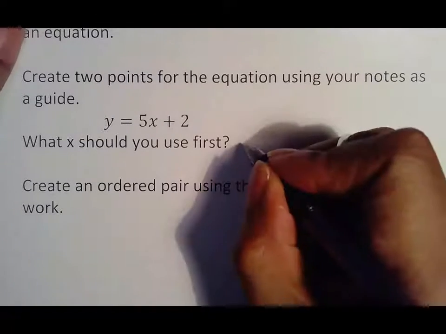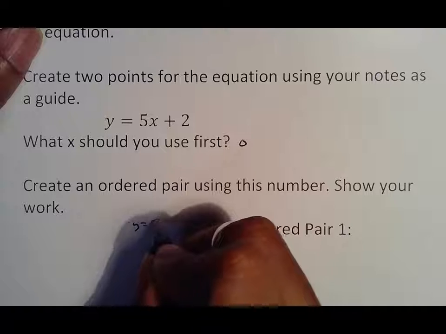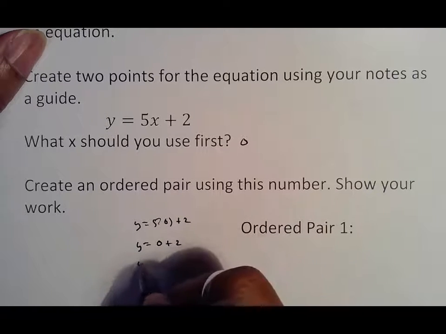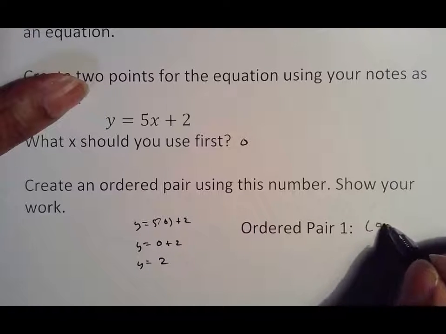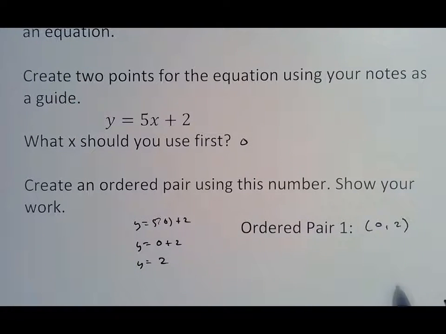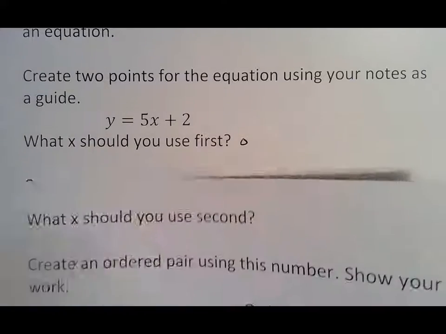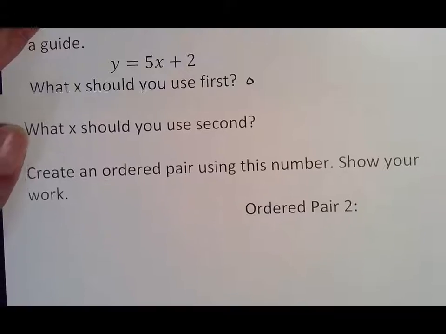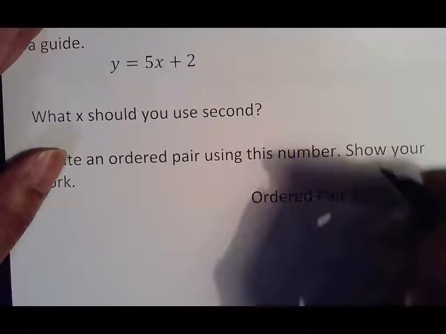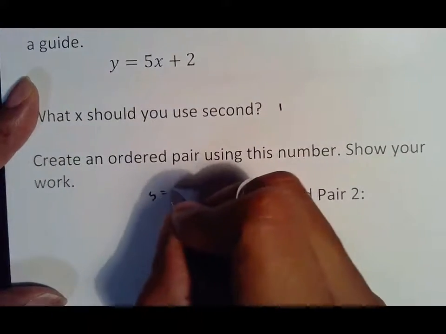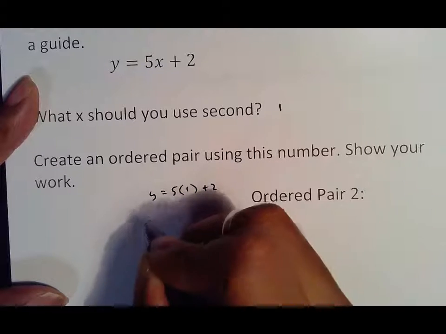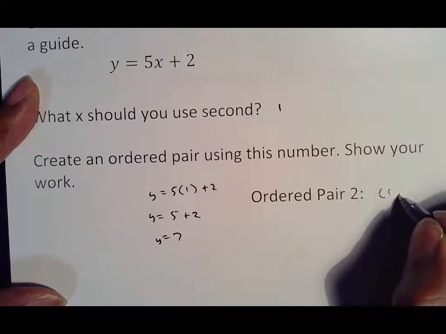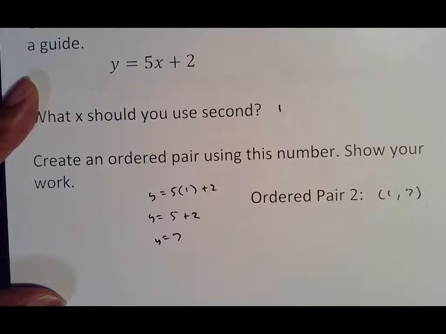So if you were to create 2 points, remember we say 0 is our first number. So you put y equals 5, parentheses 0 plus 2, which means that y is 0 plus 2, which means that y is 2. And your first ordered pair is 0, 2. But if you were looking for a second ordered pair, you start with 1, getting y equals 5, parentheses 1, plus 2, which is y equals 5 plus 2, or y equals 7. So 1 comma 7 would be your second ordered pair.